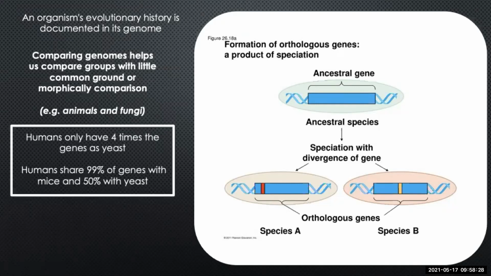We have 4 times as many genes as yeast, but we share 99% of our genes with mice, and 50% of those genes are overlaps between yeast and us, right? We have a lot more DNA than them, but we still have a lot of those same sequences evolutionarily. So if we find an old enough gene to compare to, we can compare between very distant species.